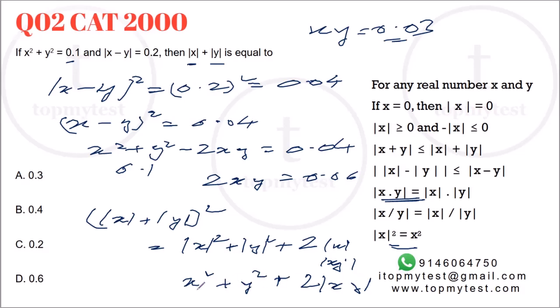What are these values? X square plus y square is equal to 0.1. 2 times xy will be equal to 0.06. 0.1 plus 0.06 will be 0.16, right? This is the value of modulus of x plus modulus of y whole square. Take the square root, you'll get 0.4. So modulus of x plus modulus of y will be equal to 0.4. Option B is your correct choice. Straight application of the properties of moduluses with some algebraic properties. Job done under 2 minutes.